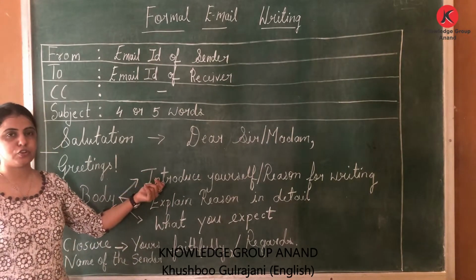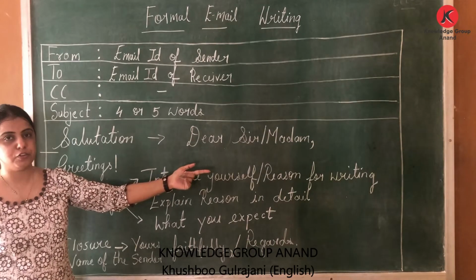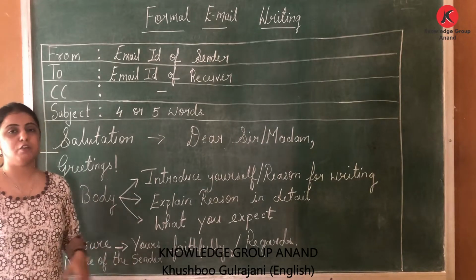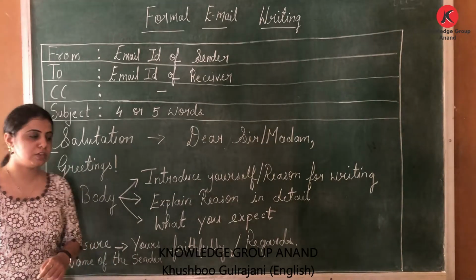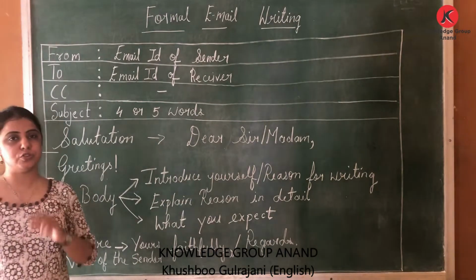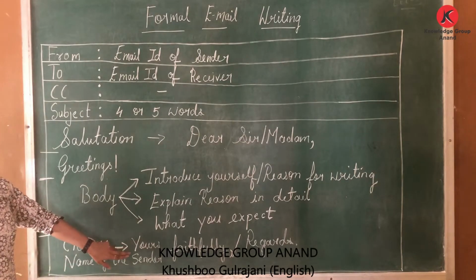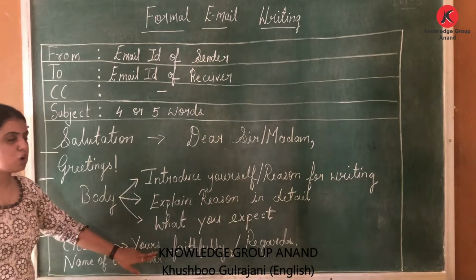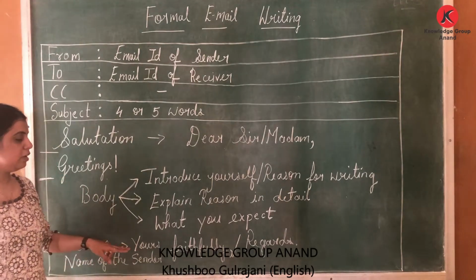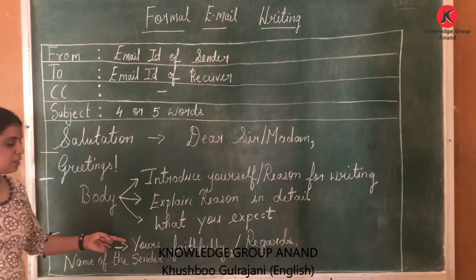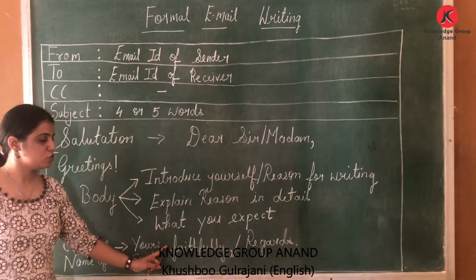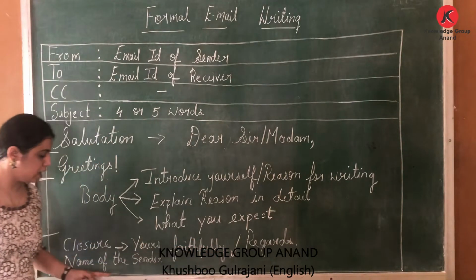So this way, introduce yourself, write the reason for writing your email in the first paragraph, go to the second paragraph, explain the entire reason in detail, and in the last paragraph show what you are expecting from the receiver. Then leave a line and come to the closure. For closure, you have two options available to you. The first one is you can write yours faithfully. In informal email, we wrote yours lovingly, and here we will write yours faithfully. As you can see, Y is capital and no apostrophe S. F is small, and then put a comma and come below.